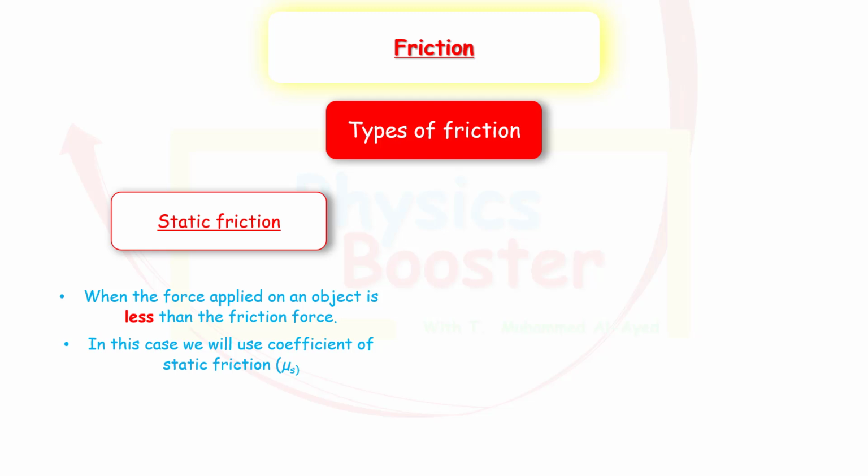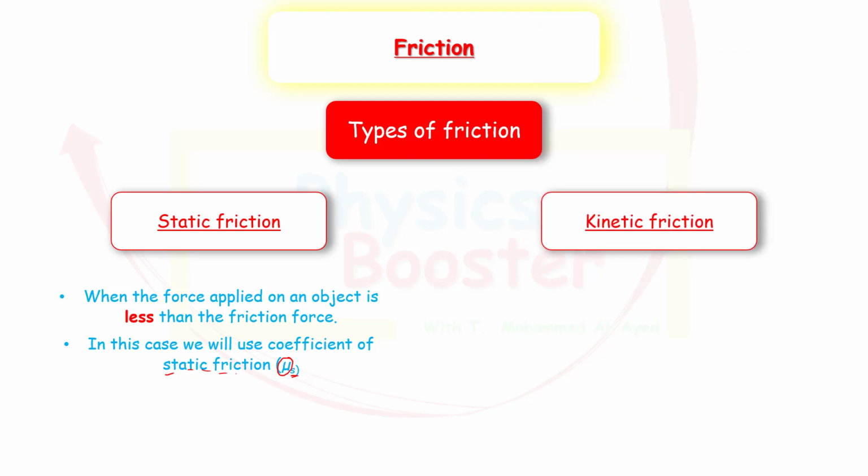In this case, we will use something called the static coefficient of friction. Now this mu, this is the symbol called mu. We call it the coefficient of friction. Now there are two types of coefficient of friction. The first one is called the static coefficient of friction. The other type, we will introduce it right now.